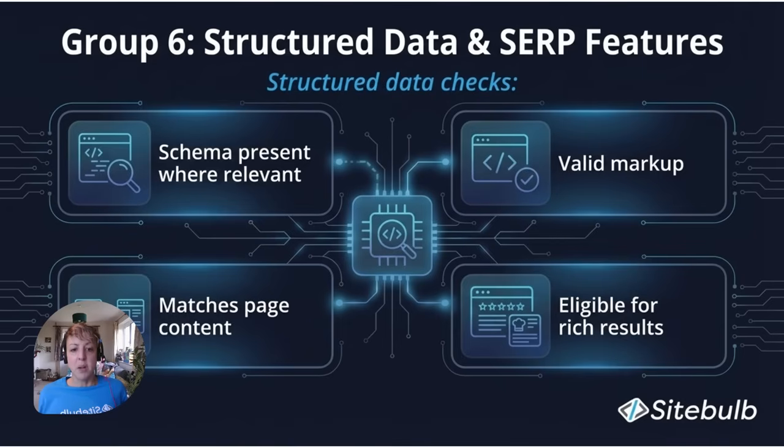Check schema markup across key pages. So organization, article, product, FAQs, things like that. Ensure it's valid and eligible for rich results. Schema doesn't guarantee rich results, but broken or misleading markup can definitely cause problems. Sitebulb's Schema Checker validates website structured data according to both Schema and Google guidelines, which is handy.